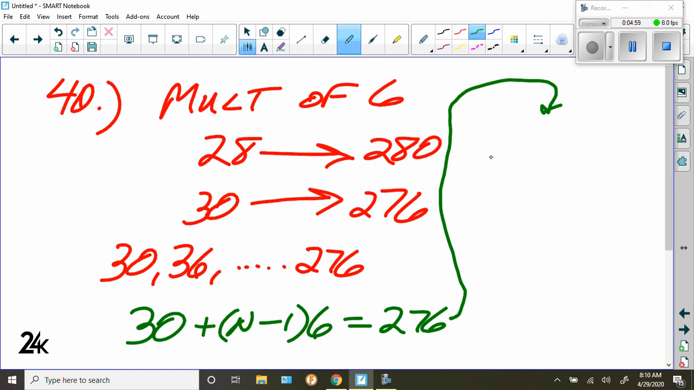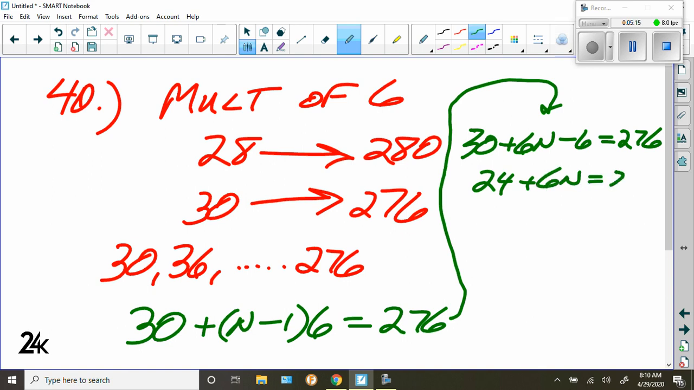And so that's going to be 30 plus 6n minus 6 equals 276. That's 24 plus 6n equaling 276. 6n equals 252. And then, hello, pink calculator. 252 divided by 6, 42.